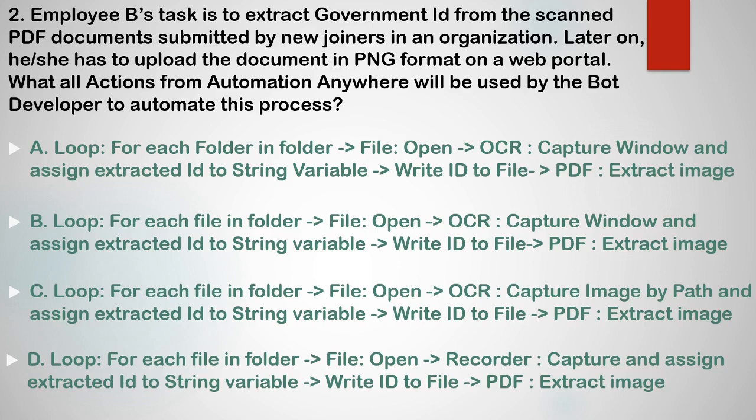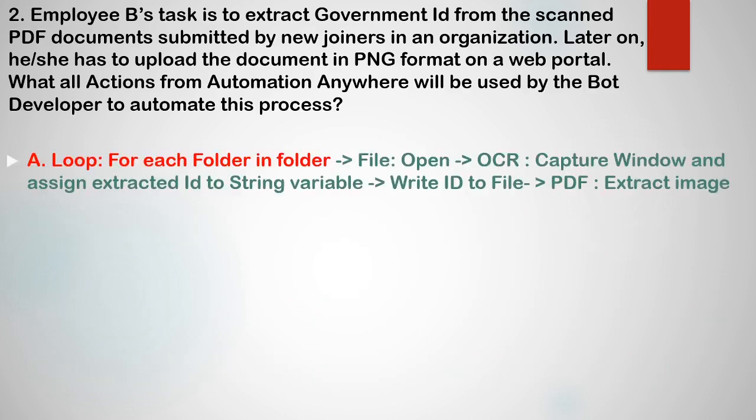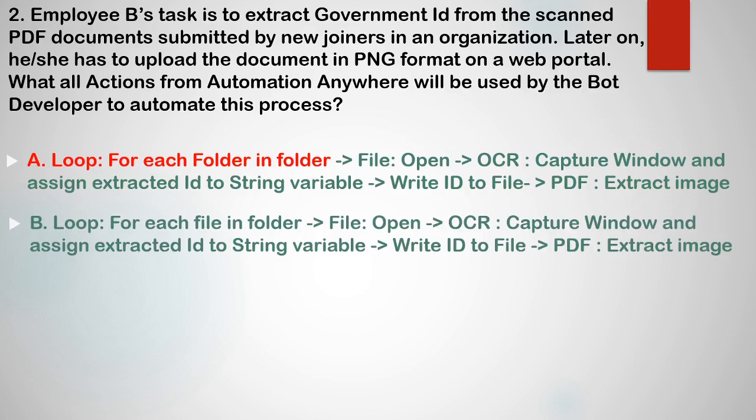Now if I look at the options present, the first option says to use the loop action for each folder in folder. So this is a wrong option because these PDF documents are files. So we'll have to use for each file in folder, not for each folder in folder. So this option is wrong. Moving to the next option.